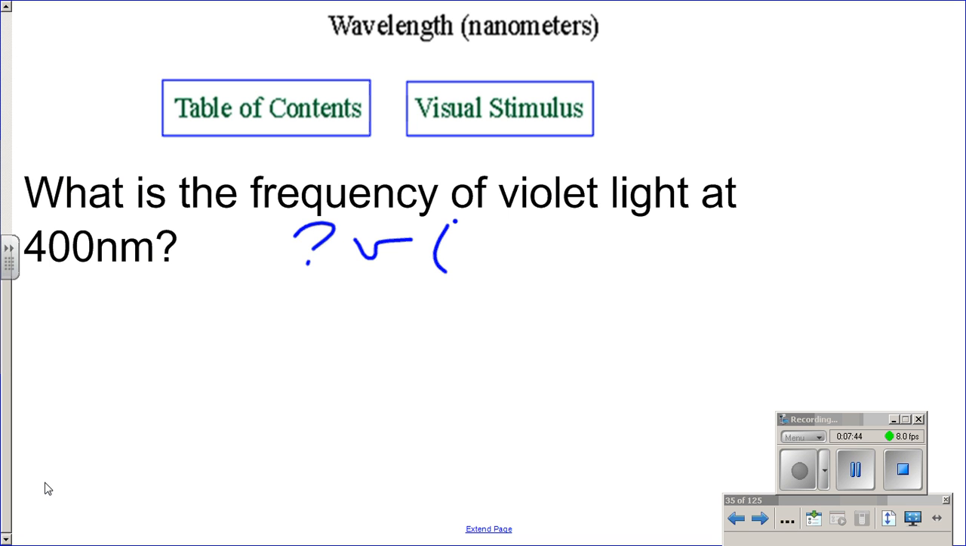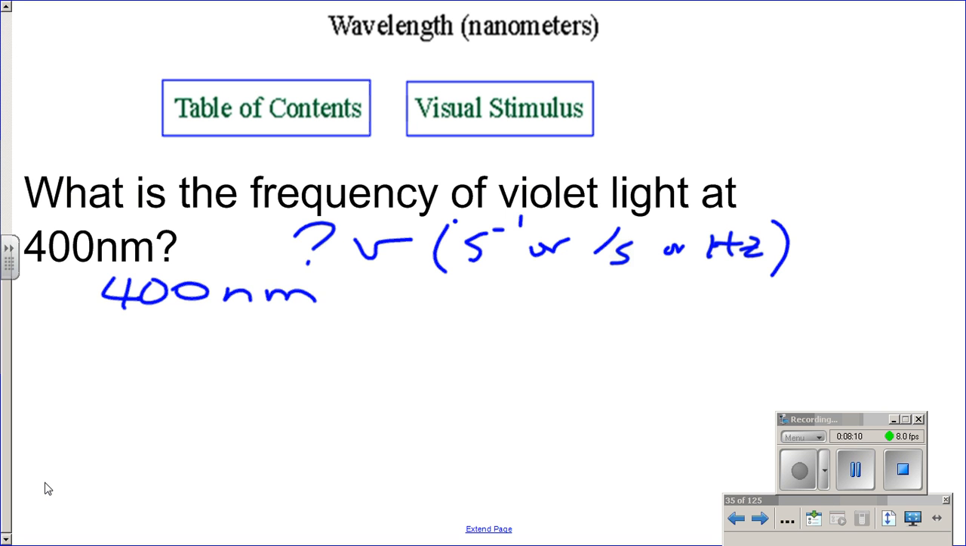So for frequency, what units am I looking for? Something per second, right? I'm not looking for meters per second, just something per second, so we just call that per second. So I'm looking for seconds to the minus 1, or per second, or hertz, but that's not given in this problem. We're looking for something with time. A given of ours is 400 nanometers. What else is a given that will help us relate these two, but it's not literally written out in the problem? Right, the speed of light.